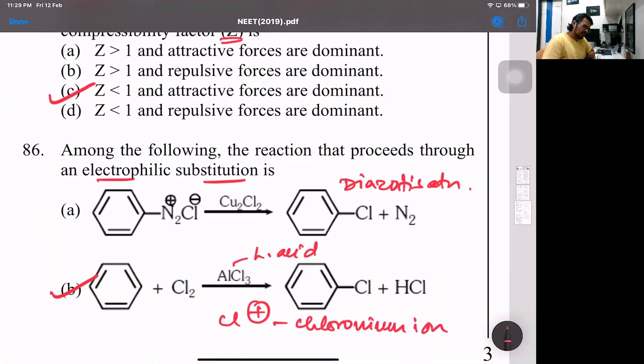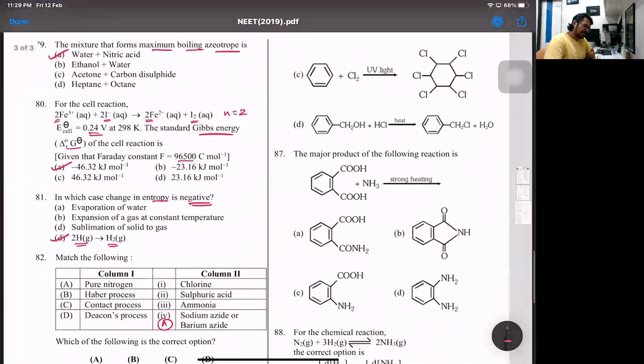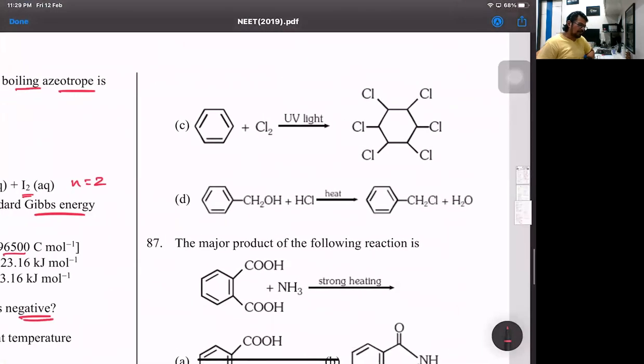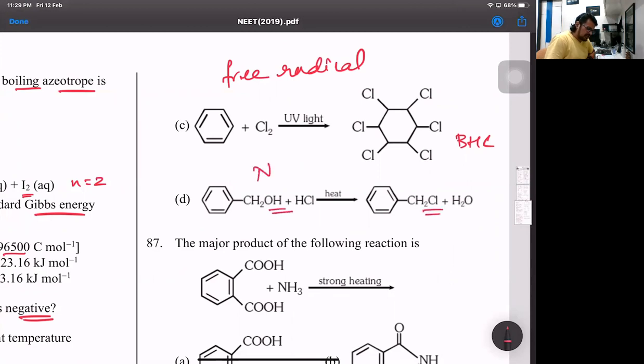Okay, then more options are there. Benzene with chlorine. This is basically formation of BHC, benzene hexachloride. That's a free radical reaction. Okay. And last one, benzyl alcohol plus HCl giving me benzyl chloride. OH is substituted by Cl. So that is nucleophilic substitution.